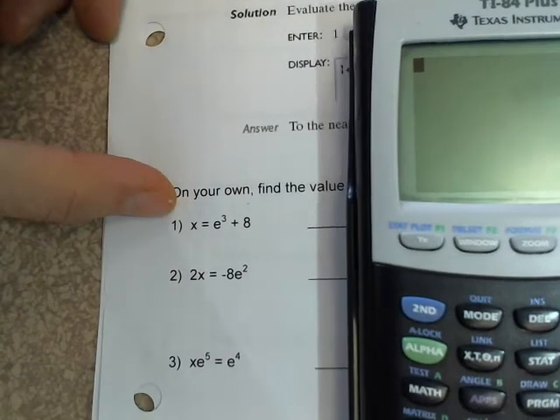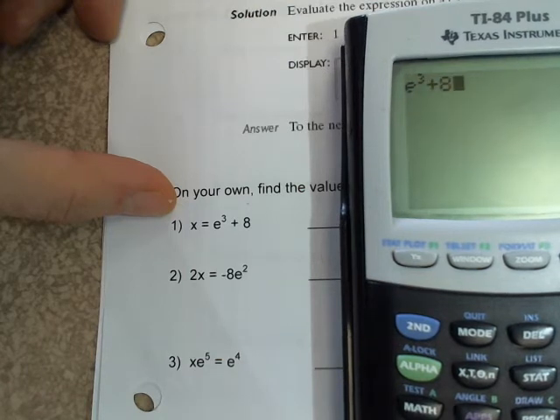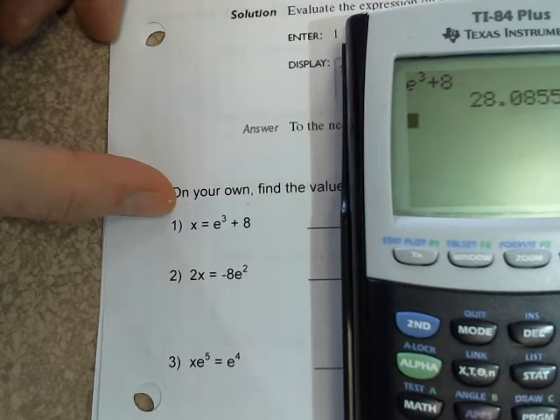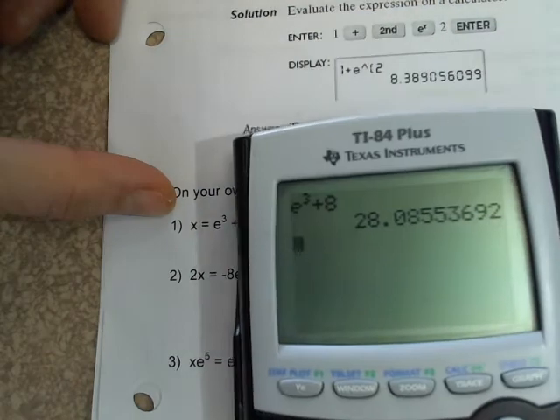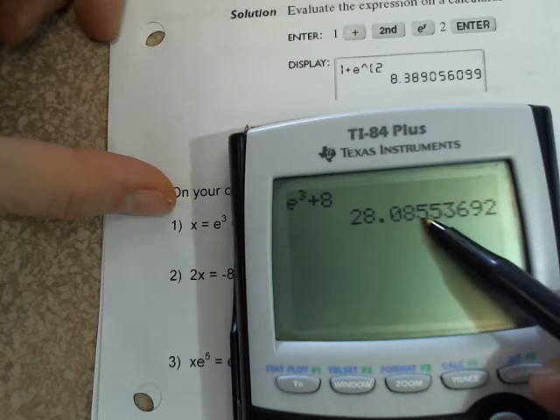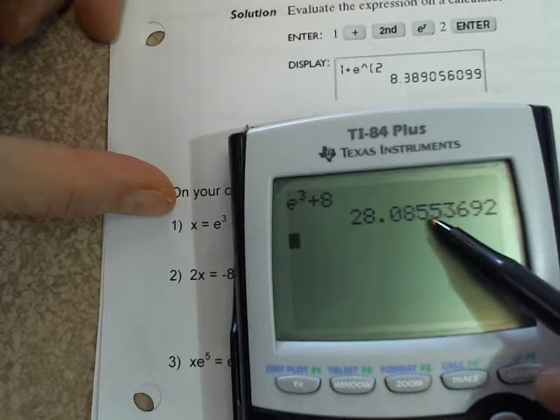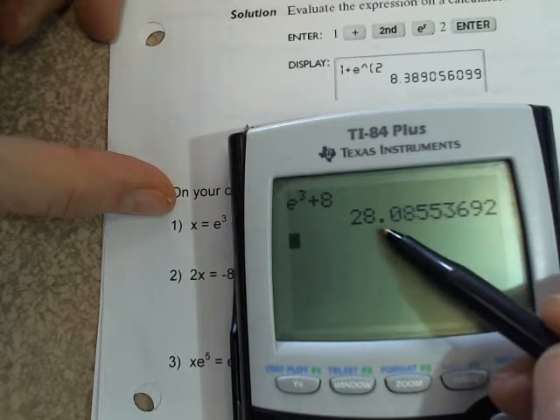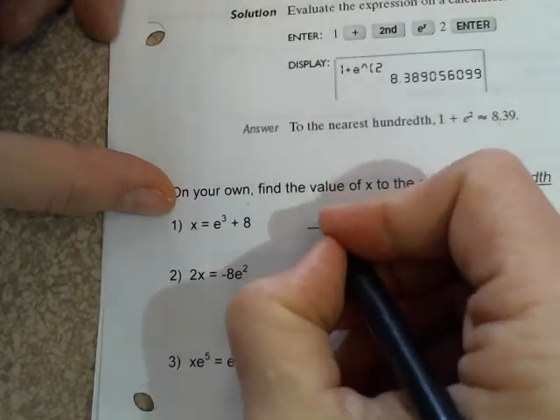Number 1, e cubed plus 8. E cubed plus 8 on the calculator is 28.0855. To the nearest thousandth, that's 3 decimal places. So you look at the 4th decimal place, which is a 5, and the 5 rounds this 5 up to a 6. So 28.086 would be the answer to this one.